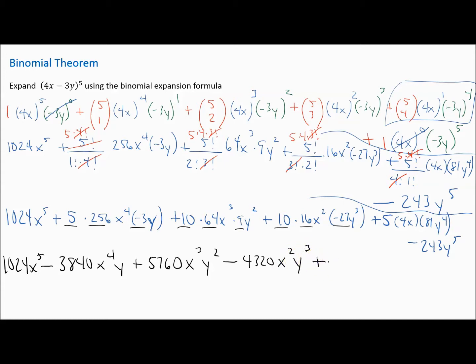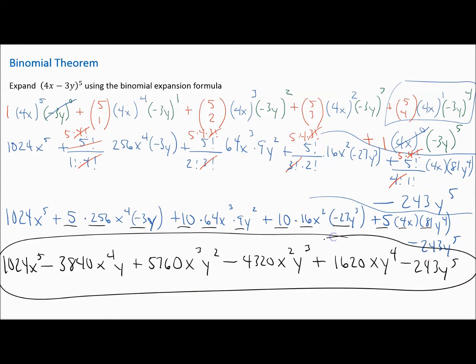Now plus, hey, you notice how the signs alternate? It was positive, then negative, then positive, then negative, then positive. That's going to happen when you have a minus in your binomial. They're going to alternate like that. Okay, so where was I? I did 10 times 16 times 27. Now I'm over here at 5 times 4 times 81. It is going to be a plus. So 5 times 4 times 81 is 1,620. Let's look at our exponents. It's x to the 1st and y to the 4th, minus, now we'd already had that one, 243y to the 5th.